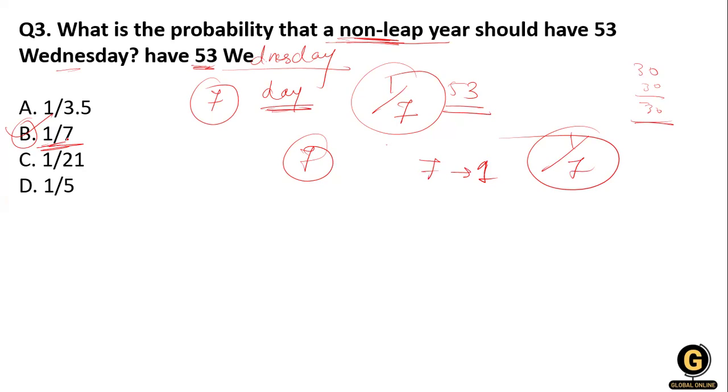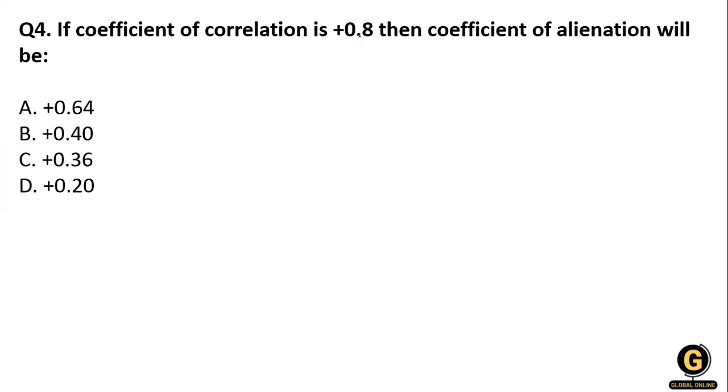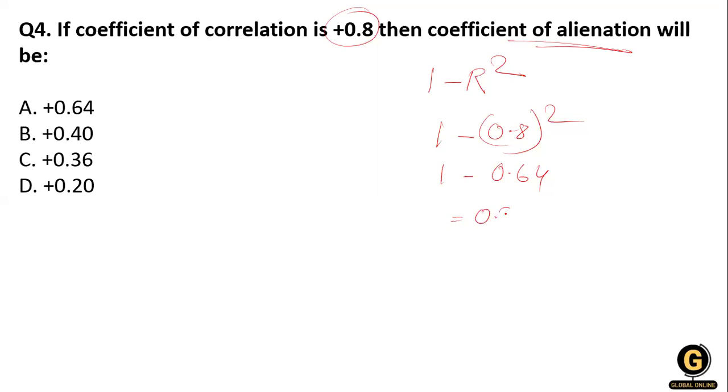Clear? Now the next question: if the coefficient of correlation is positive 0.8, then what will the coefficient of alienation be? The coefficient of alienation is calculated by a formula: 1 minus r square. So here is 1, and r is 0.8. Square: 1 minus 0.64, and after deducting 0.64 from 1, we will get 0.36. Clear? 0.36. So the answer is option number C.